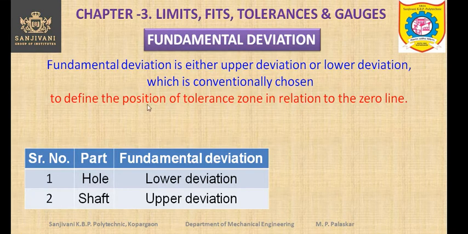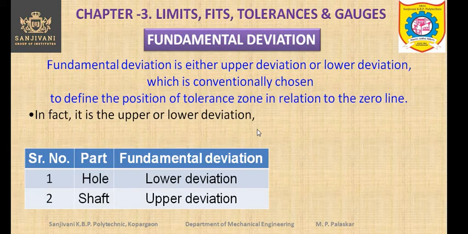We are interested to define the position of the tolerance zone relative to the zero line, and therefore we conveniently choose one of the two deviations, that is the upper deviation or the lower deviation, and that deviation we call the fundamental deviation. It is chosen conveniently. How it is chosen, that we will study immediately after this.